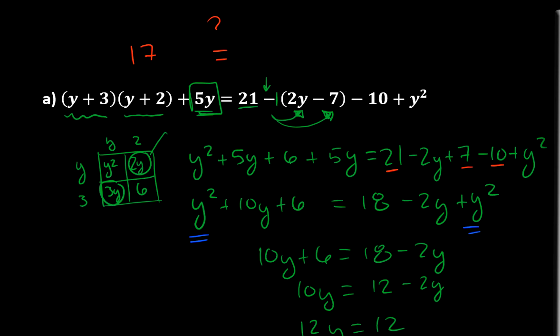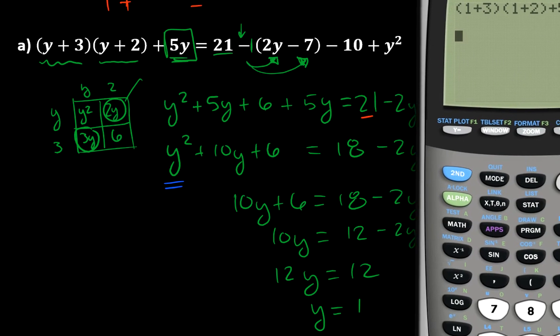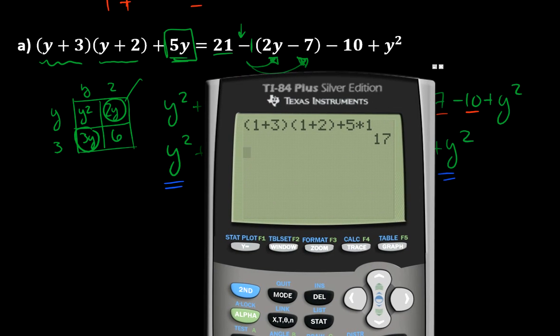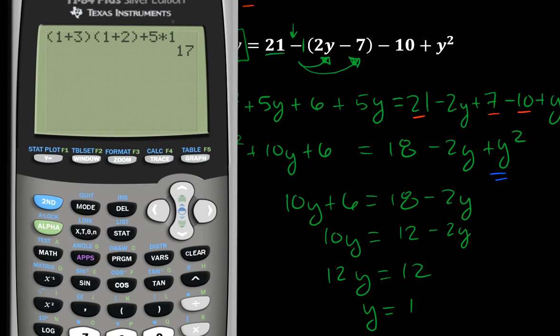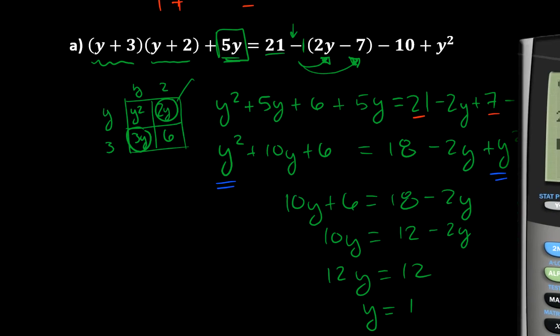And my question is, is that the same value over on the right-hand side? If it is, I have my solution. If not, I need to start trying to figure out where I made my error. So let's plug in these numbers on the other side. I'll drag this over here. So I've got 21, and then I'm going to subtract, open parentheses, 2 times y, which is 1, minus 7, close the parentheses, minus 10, and then plus 1 to the second power. As soon as I press enter, I can see that makes 17 as well.